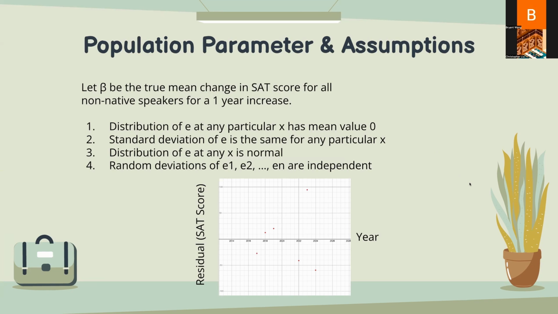For our population parameter and assumptions, we let beta be the true mean change in SAT score for all non-native speakers for a 1-year increase. Once again, we have the assumptions, which are that the distribution of E at any particular X has mean value 0. The standard deviation of E is the same for any particular X. The distribution of E at any X is normal, and the random deviations of the errors are independent.